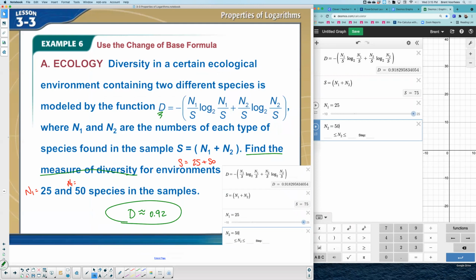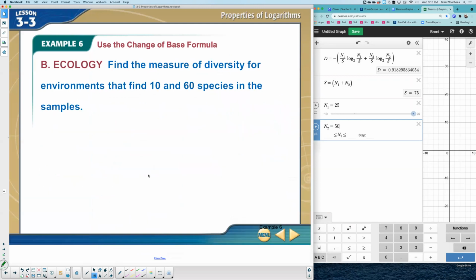Now let's check out part B here. Part B says find the measure of diversity for the environments that find 10 and 60 species. So now we've changed our N1 and N2. So now we're going to say N1 is 10. I think I did that in red before, so let me stick with red. N1 is going to equal 10, and now N2 is going to equal 60. And I'm glad I typed it in this way because I don't have to change all this.